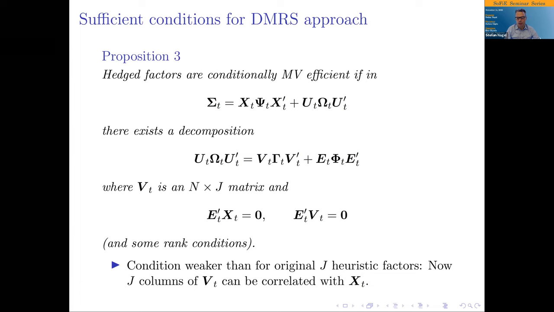So what this basically means is that we have made the conditions on the covariance matrix weaker, because now we can allow for J vectors in this V matrix that are related to, that are correlated with, these characteristics. And so this is basically why these heuristic factor hedging approaches might actually work, because they weaken the condition on the covariance matrix that needs to hold for the factors to span the mean variance frontier.